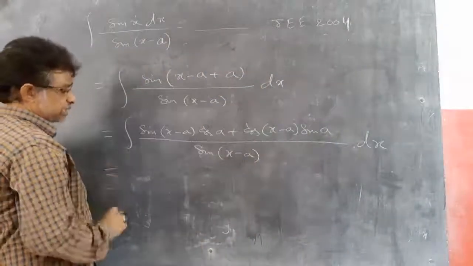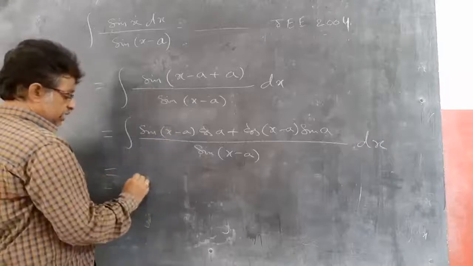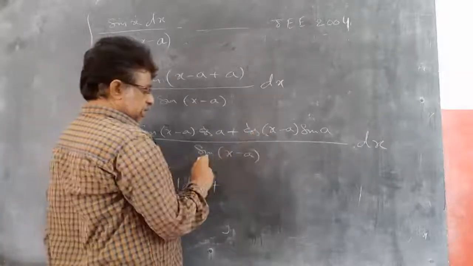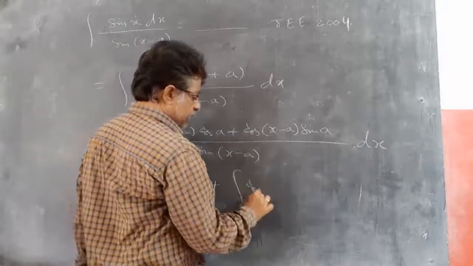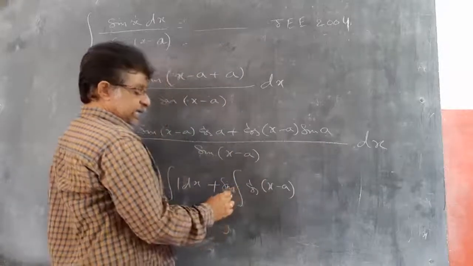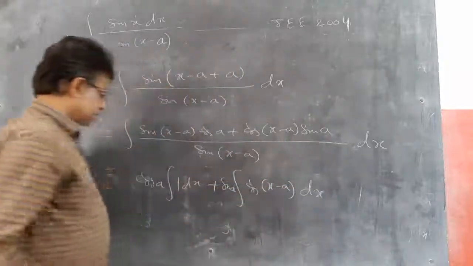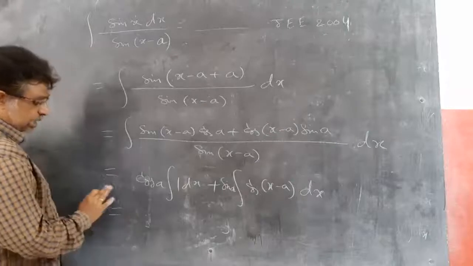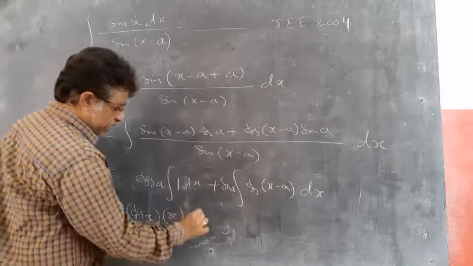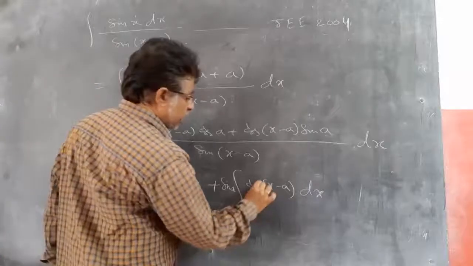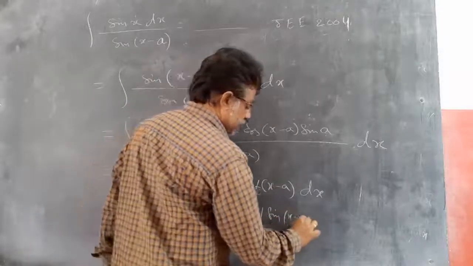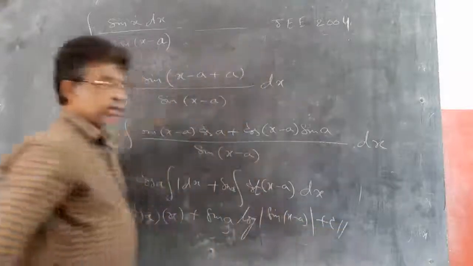Now split into two parts. Same, sin cancels, what is left is cos a, a constant, outside, integral of 1 dx, plus this is cos by sin, cot of x minus a, into sin a, a constant, you can write outside. Sin a is constant, cos a is constant, dx is not a variable, so cos a into integral of 1 dx is x, plus sin a into integral of cot x is log mod sin x. So log mod sin of x minus a plus c. Good.